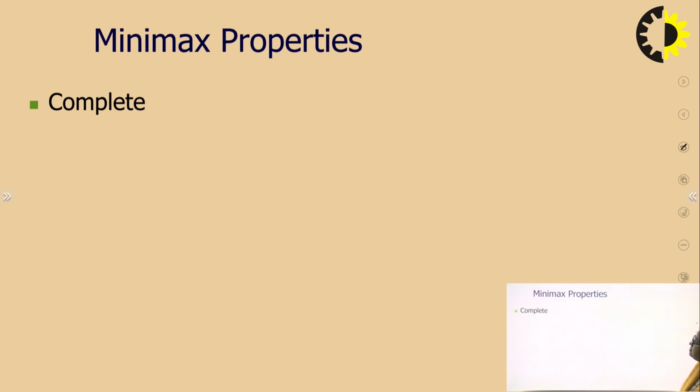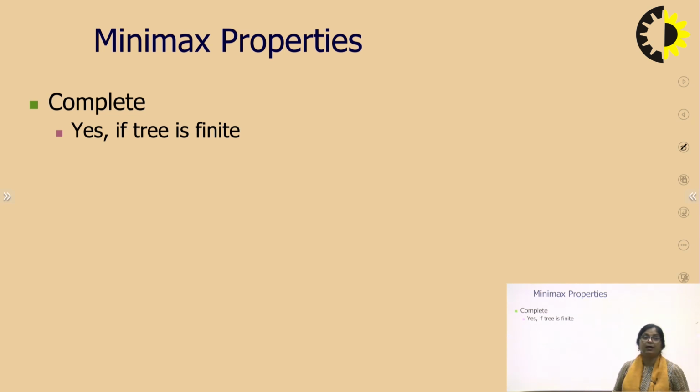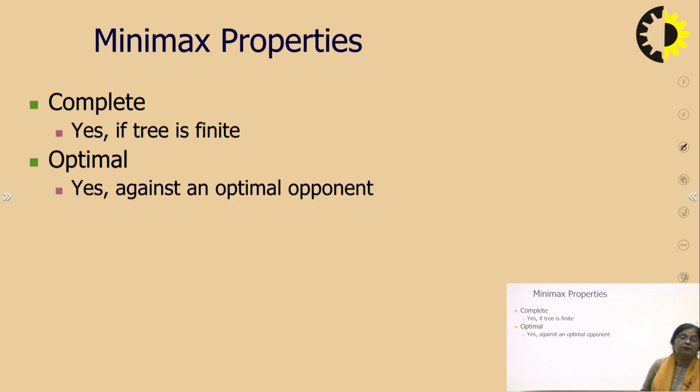Now the properties. If we are having a finite tree, then yes, the minimax value will give us the result. It is complete. It will definitely give us a solution. If we are having a finite number of steps, is it optimal? Yes. Minimax plays the optimal solution because we are calculating the utility values, assuming the opponent is playing optimal. It is not returning the suboptimal option.